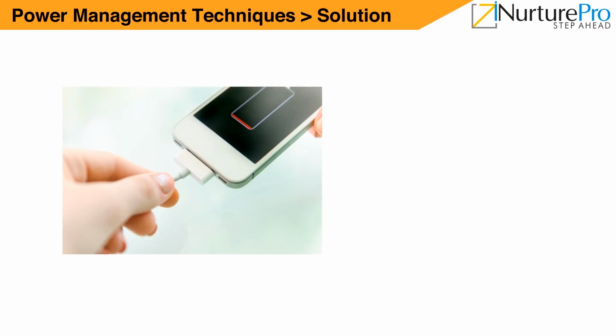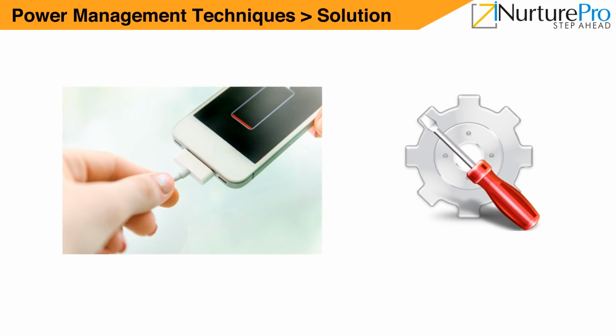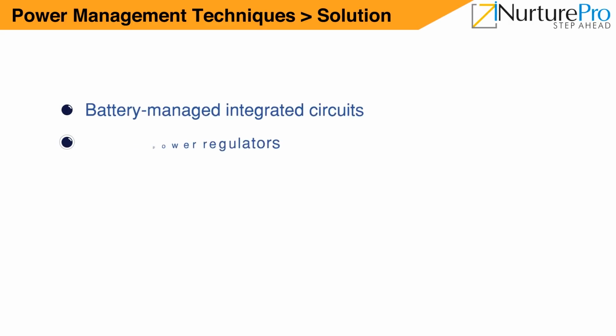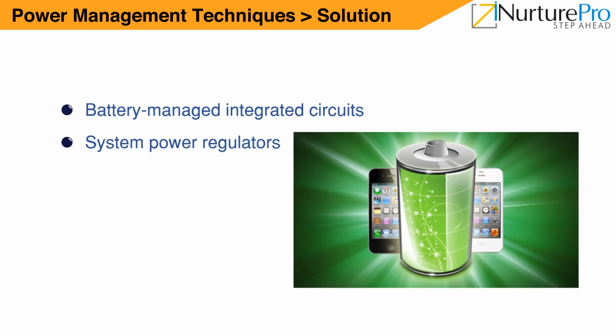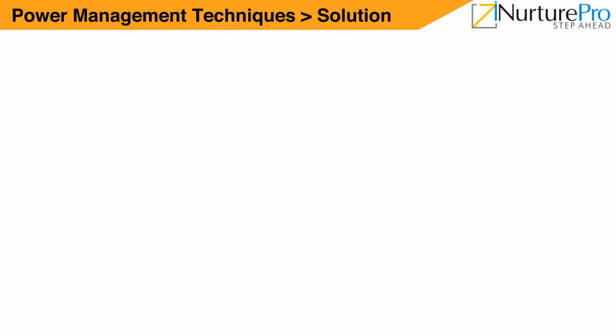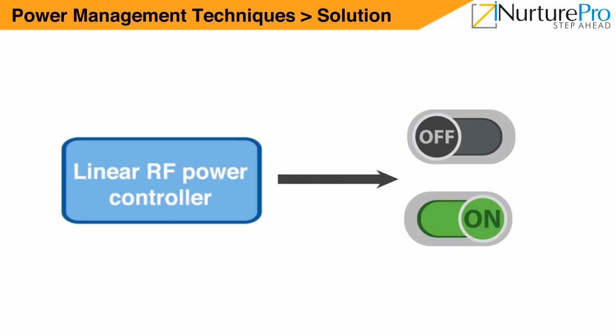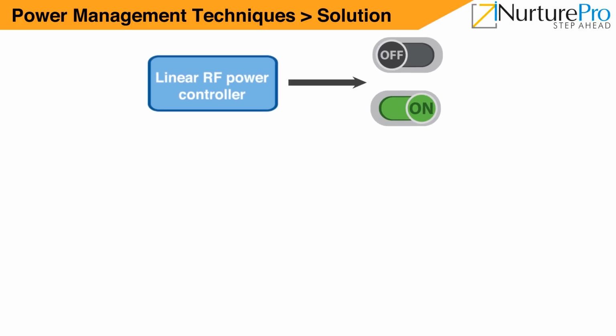Power management is not only a hardware problem; since it affects system performance, it is a software problem too. The decisions relating to power management are taken at both hardware and software levels. Battery managed integrated circuits and system power regulators help in designing power efficient handsets. Let us understand this by an example. In a wireless handset having an RF receiver, a linear RF power controller can be used to act like an on-off switch for saving energy when the wireless connection is not enabled.